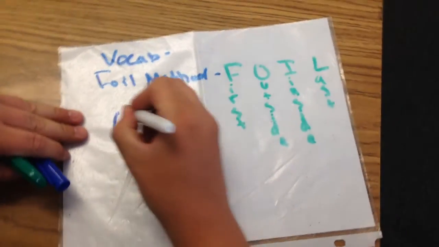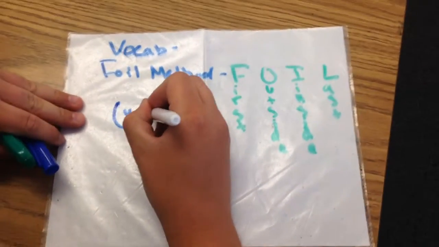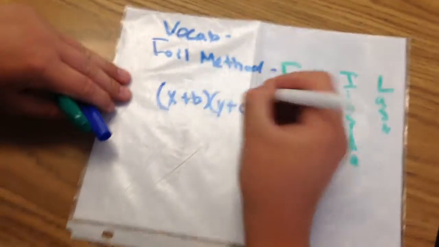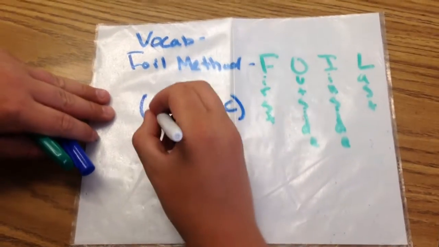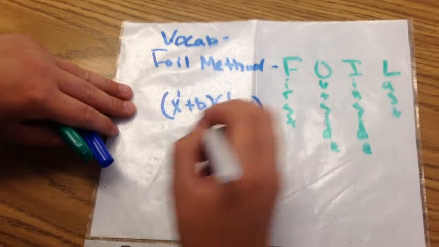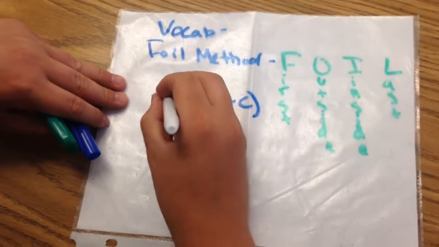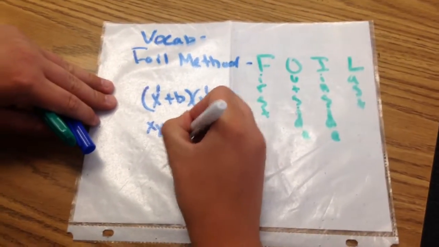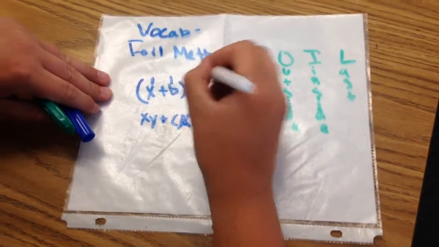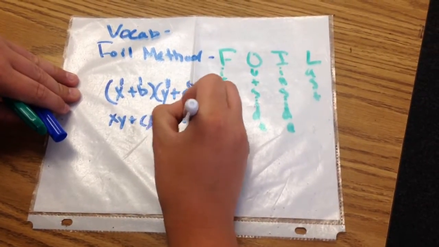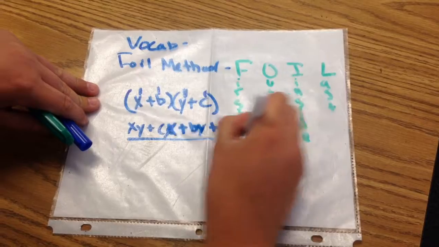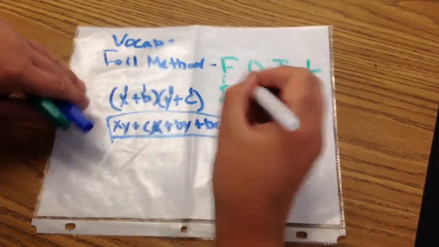So something like this. You'll have x plus b times y plus c or something. And you're going to have to multiply these first terms. And then you're going to multiply the outside terms, the inside terms, b and y, and the last terms, b and c. And these are all multiplied and added together.